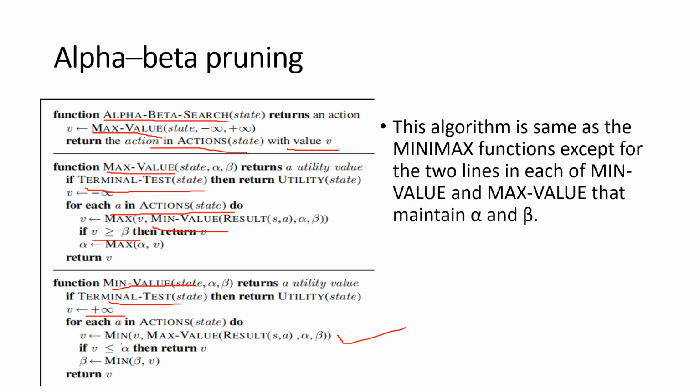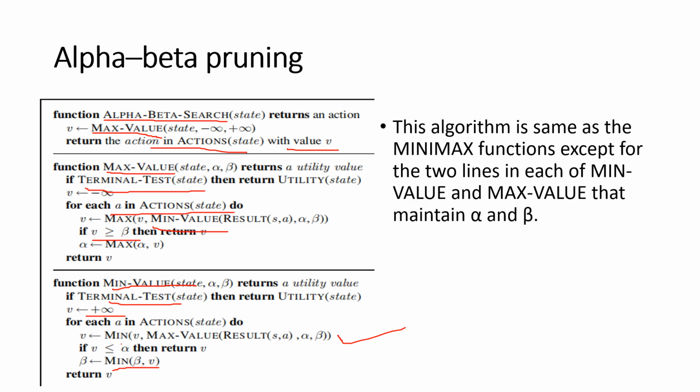So here, if V is less than or equal to alpha, then return V. That means max already has a better guaranteed value. Min cannot make things worse for max here. Then this branch is pruned. And then we have to update beta with the lowest value found so far, that is min of beta comma V. Beta represents min's guaranteed limit, and return the best value for min.